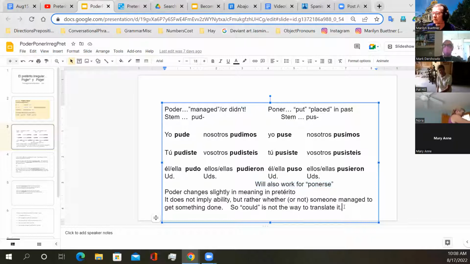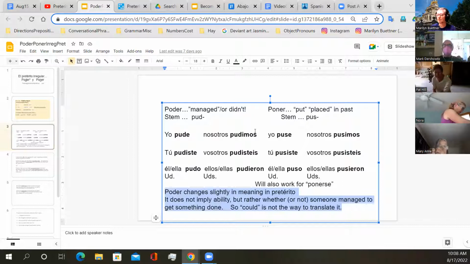Okay, let's go a little bit more into why this poder thing is problematic. Well, poder is problematic because it's irregular, number one, but the meaning does change somewhat. It does not imply ability in preterite tense. Poder in imperfect implies ability. Okay.